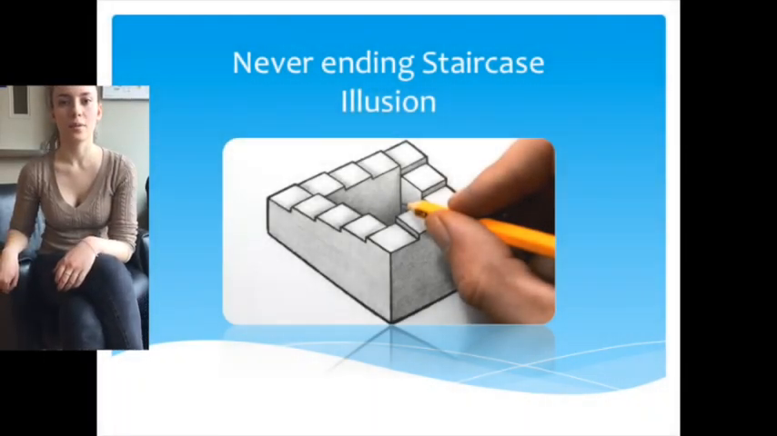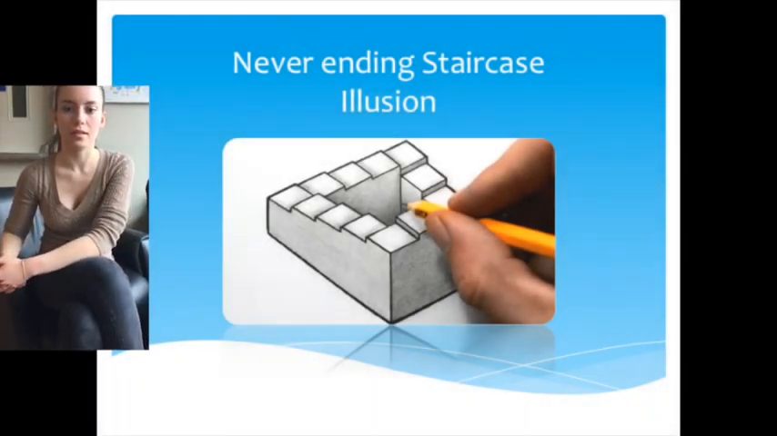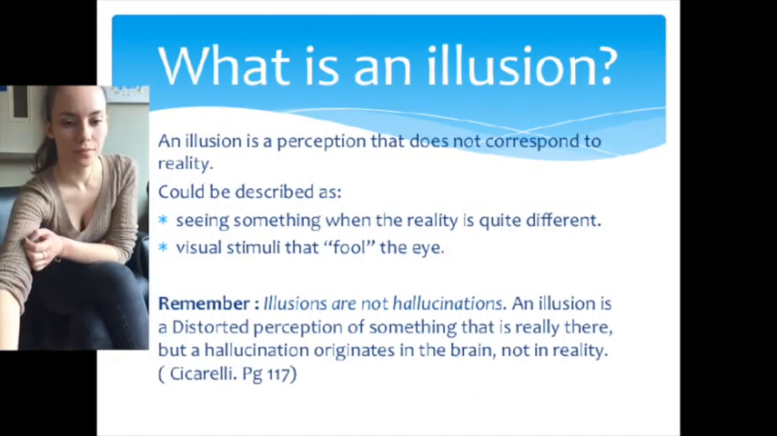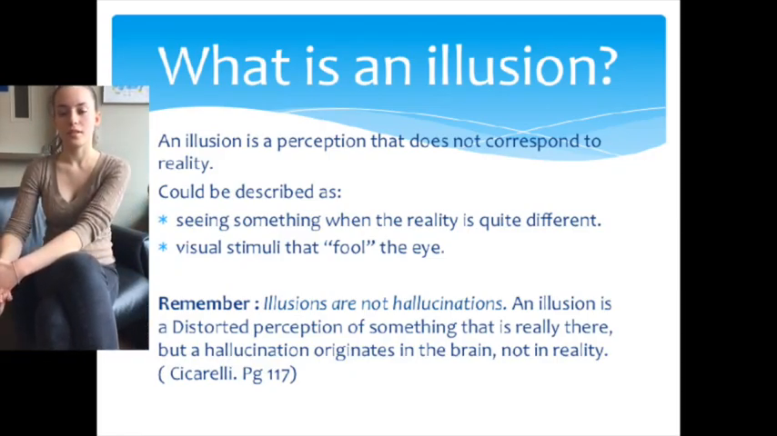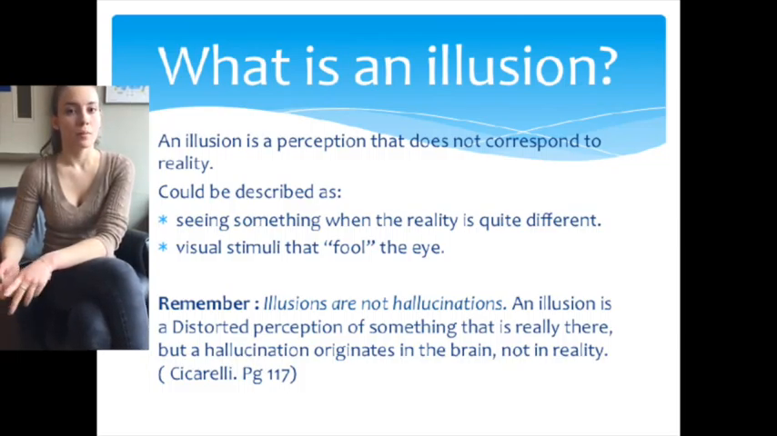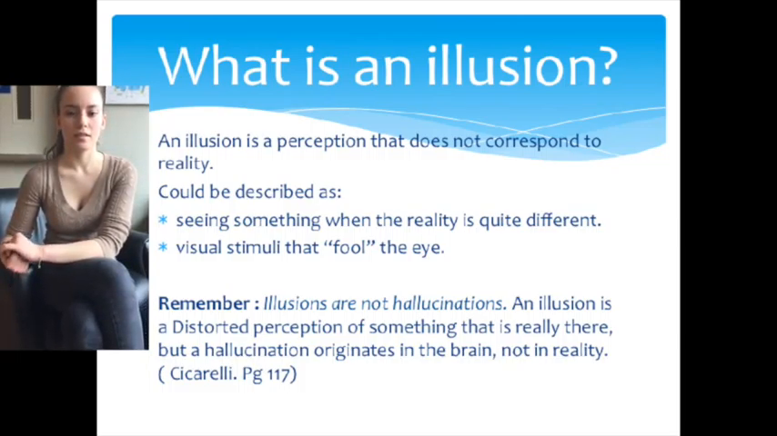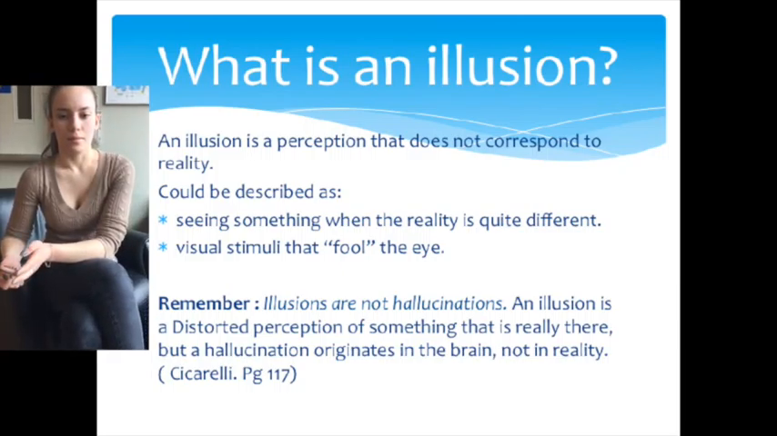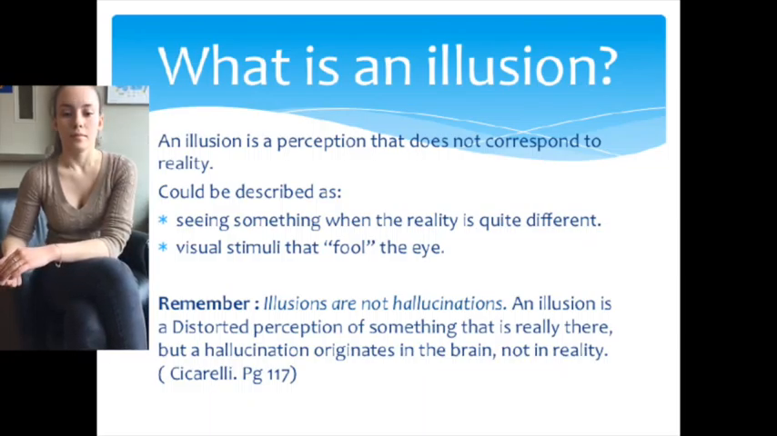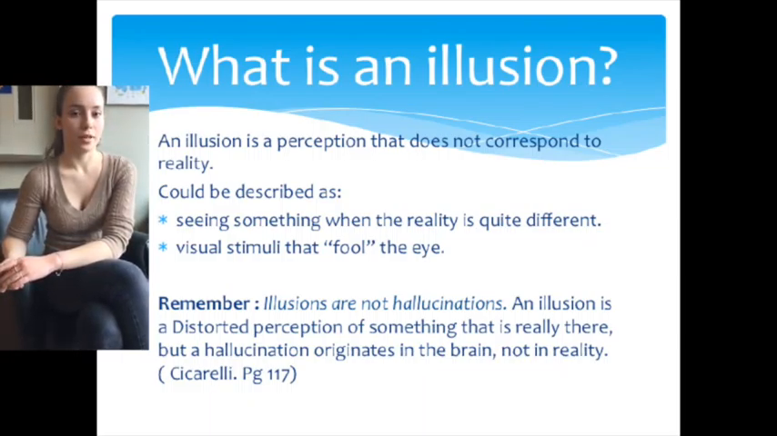Hi, so today we're going to be talking about the never-ending staircase illusion. So first let's start off with what is an illusion? An illusion is a perception that does not correspond to reality. It could be described as seeing something when the reality is quite different, visual stimuli that fool the eye. But it's also good to remember that this isn't a hallucination. An illusion is a distorted perception of something that is really there, but a hallucination originates in the brain, not in reality.